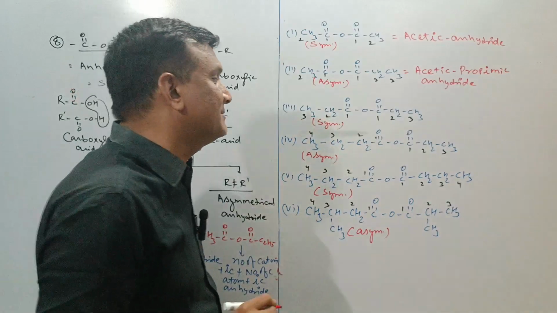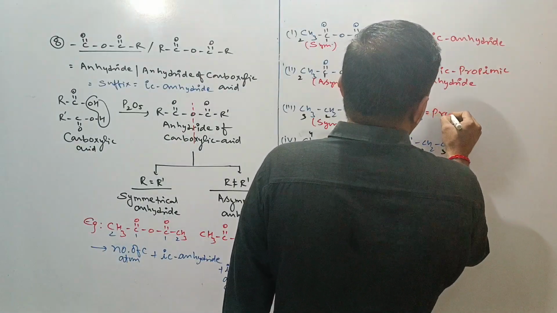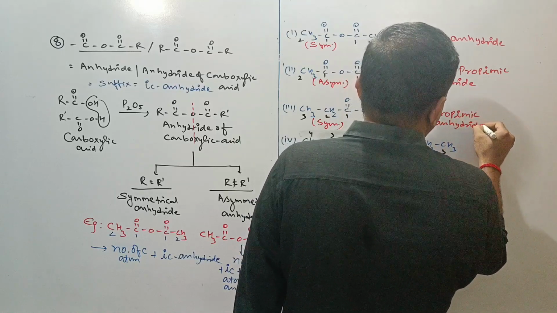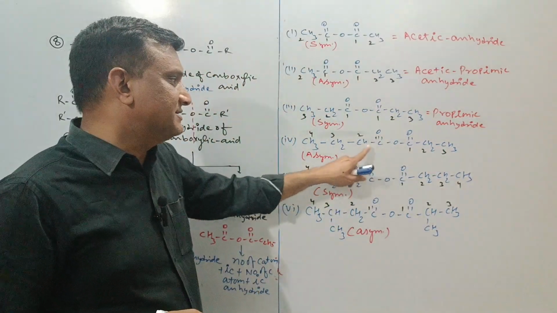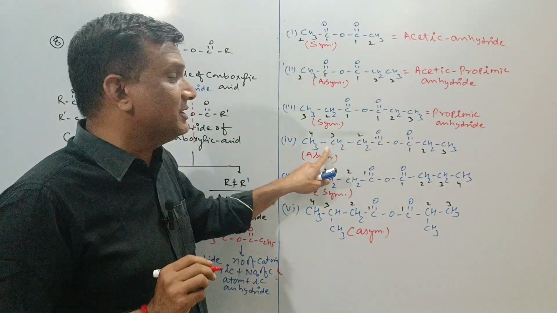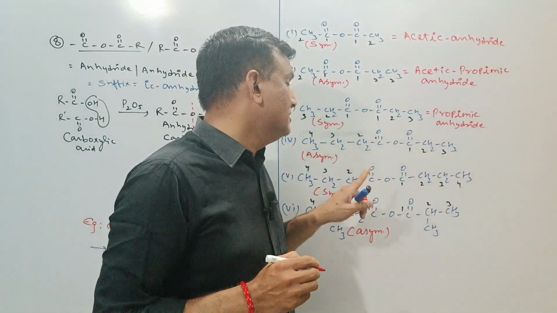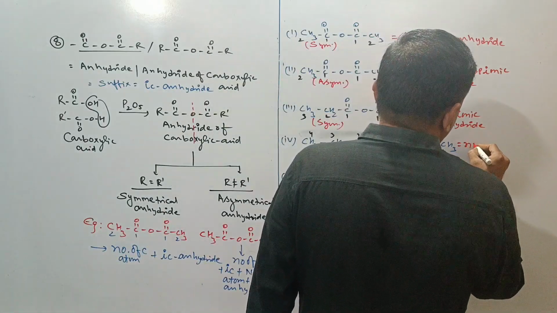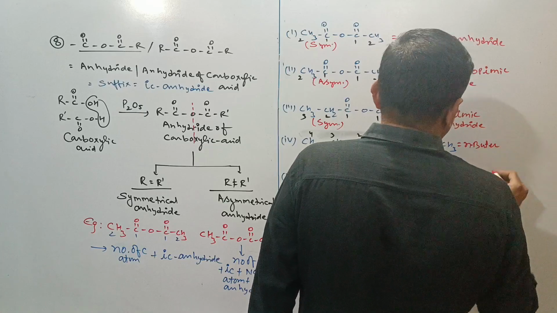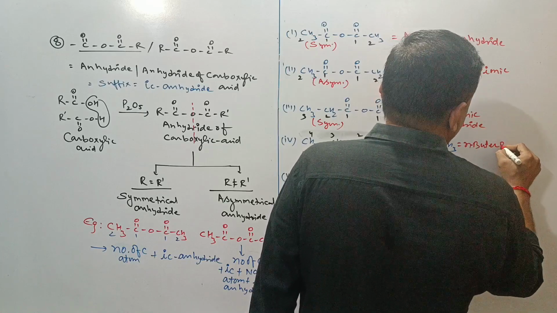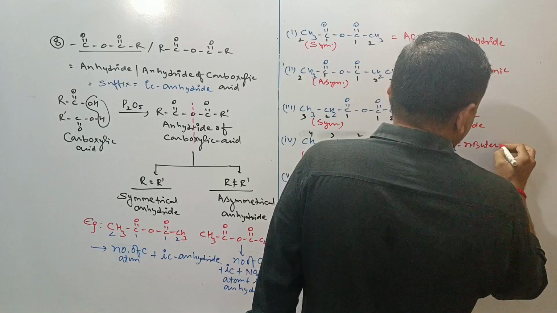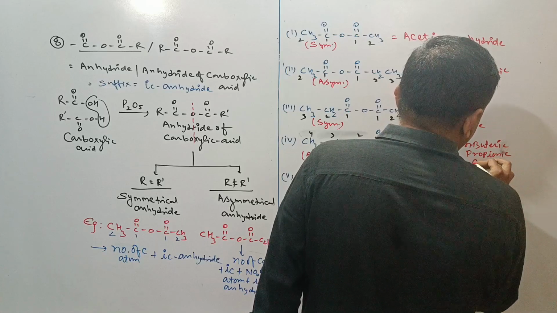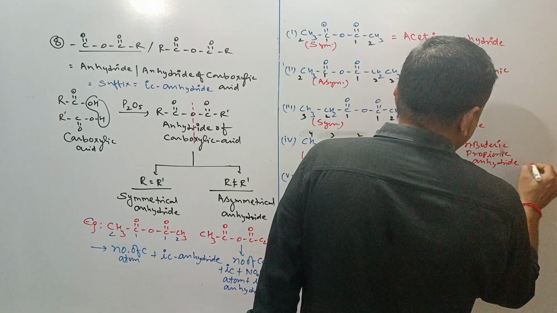Now the symmetrical one. Again, here is the same carbon atom, 3, so you will call it propionic anhydride. Now the time to discuss this one. Here is the 4 carbon atom. For 4 carbon atoms, it will be butyric. For 3 carbon atoms, it will be propionic. Butyric B is alphabetically prior, and here it is n-butyric. So it will be butyric propionic anhydride will be the name of the compound.